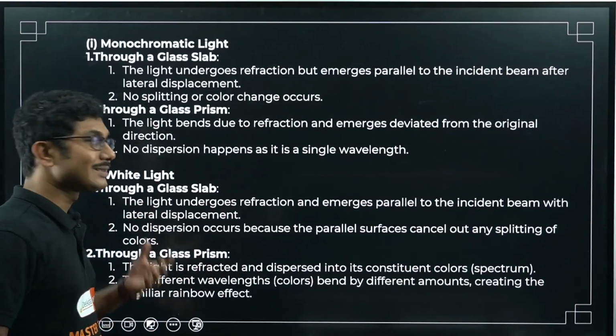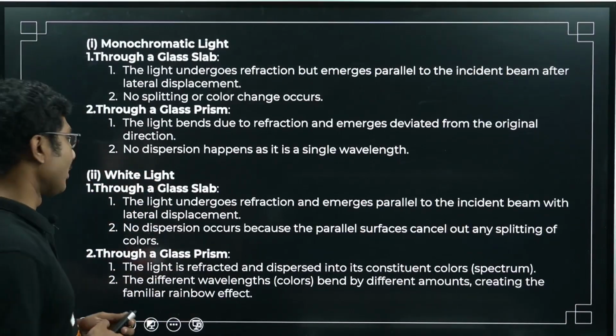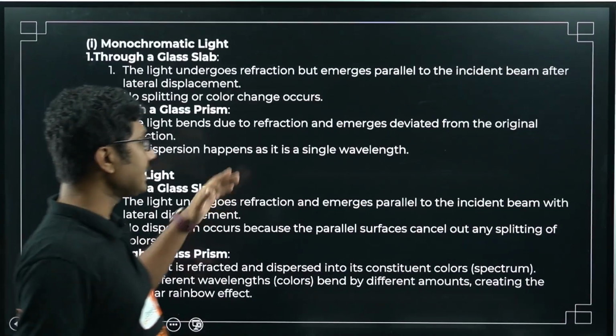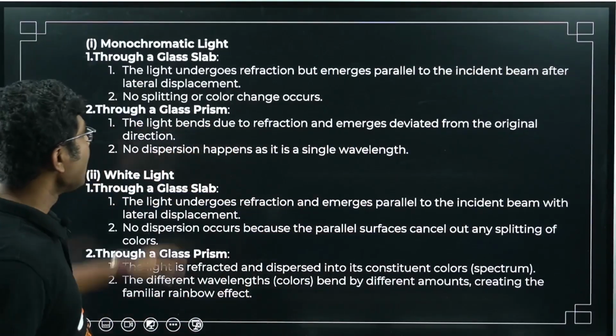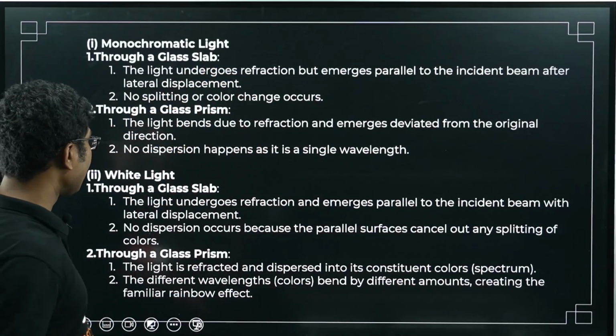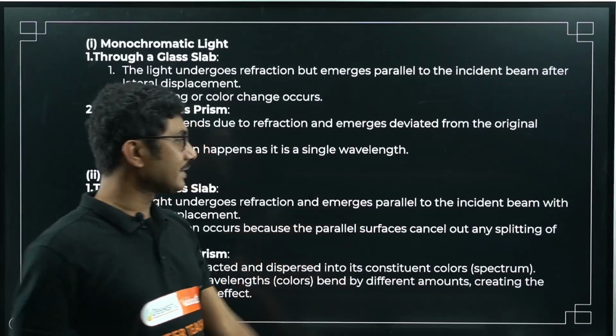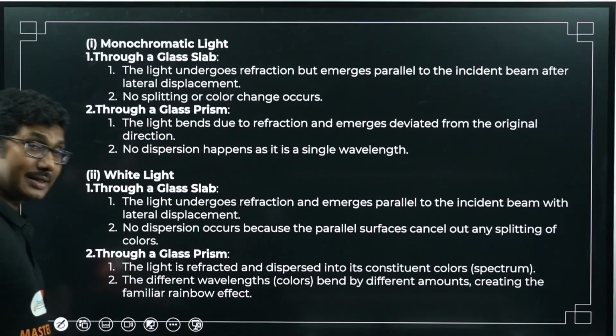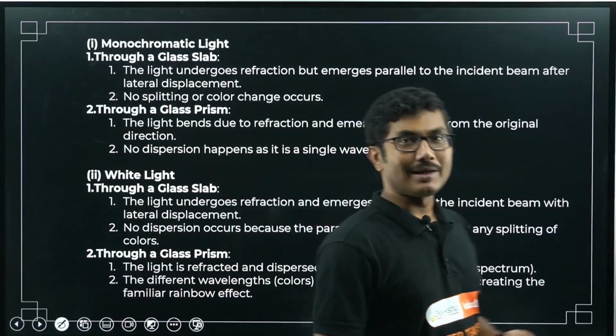Next is through a glass slab. Now we are passing white light. What will happen? The light undergoes refraction and emerges parallel to the incident beam as usual. First case is same. Okay, no dispersion occurs because the parallel surfaces cancel out any splitting of the colors.